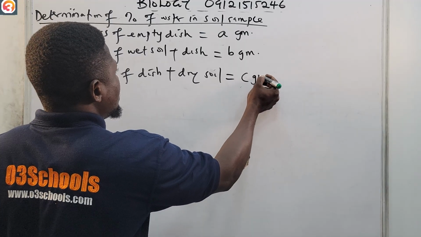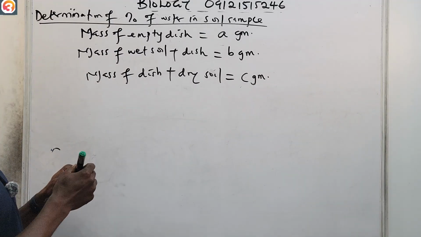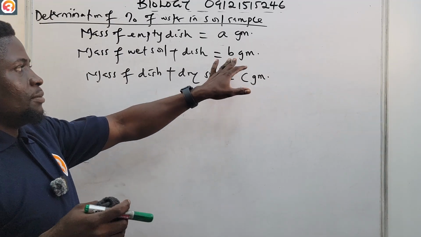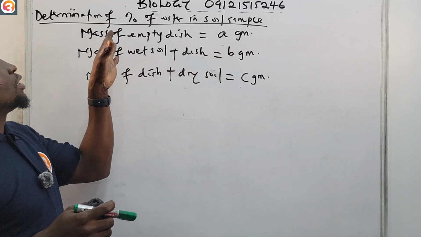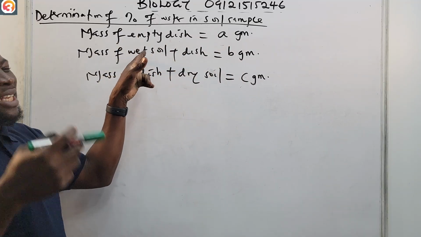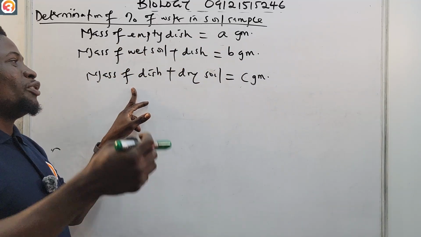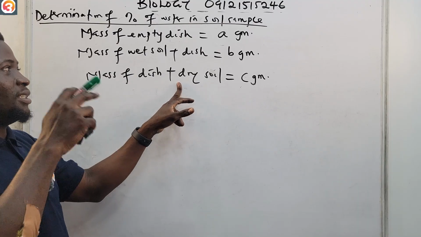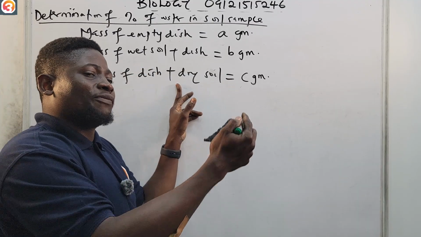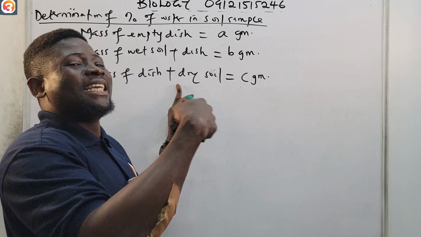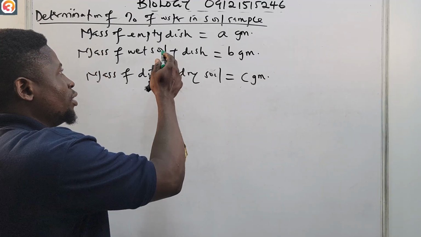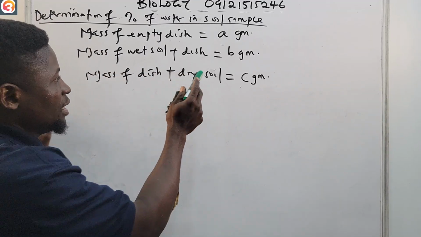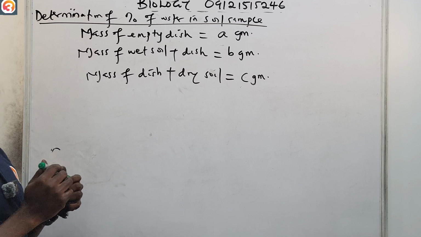This time, let's call it C gram. This is B gram, A gram. Now, this is the mass of empty dish, mass of wet soil plus dish, then mass of the dish plus dry soil. That means that you have been able to successfully heat the water away from the soil that was sampled. So it's just a dry soil now.